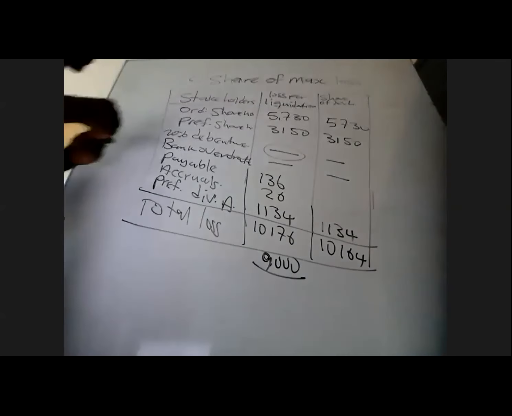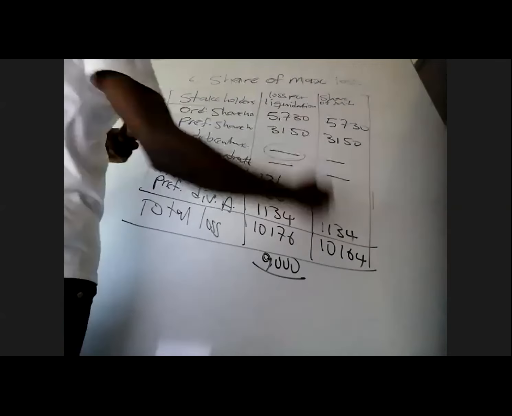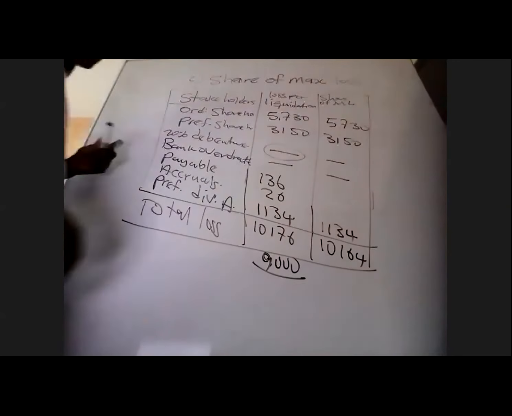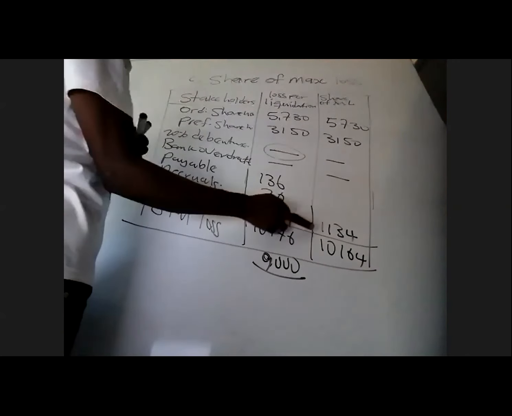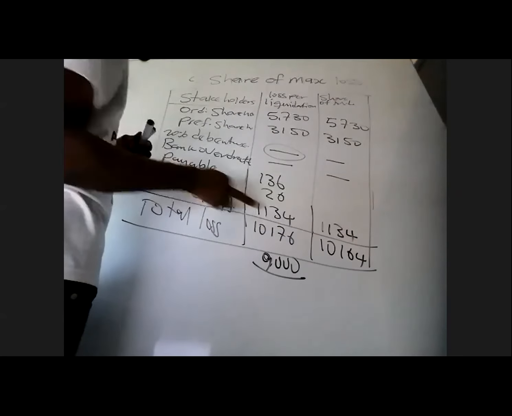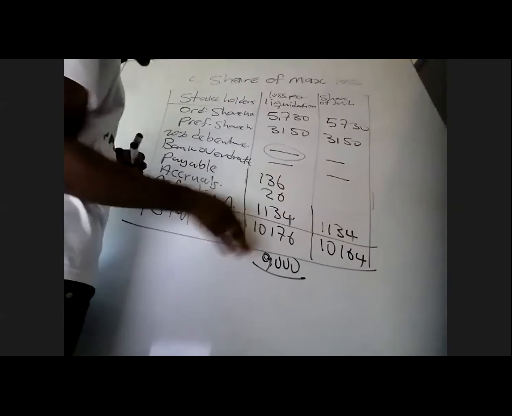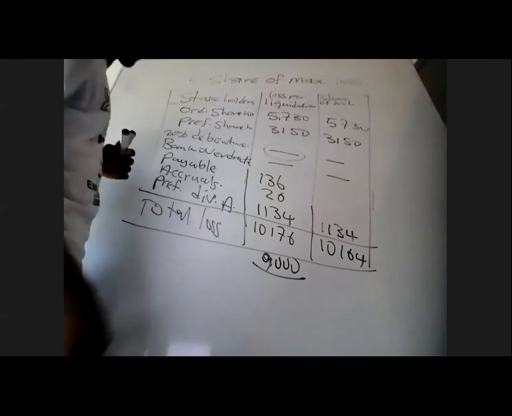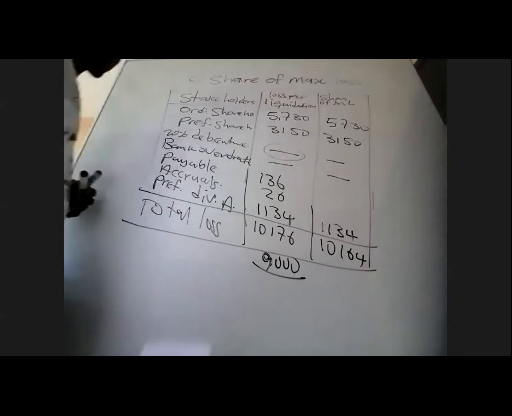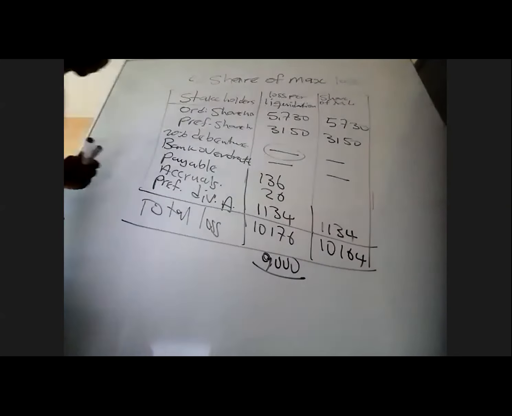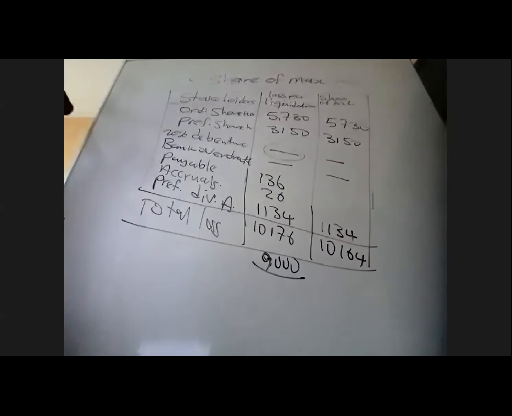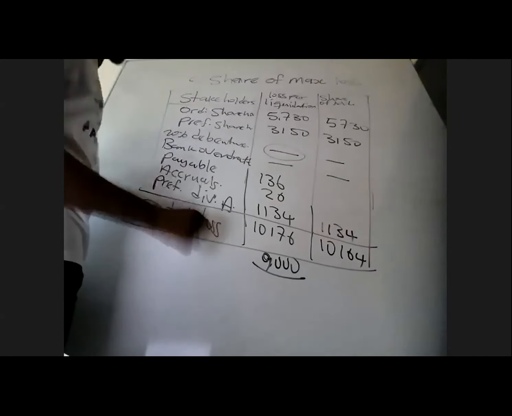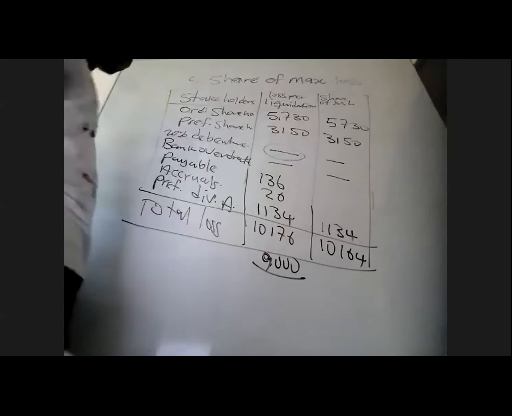Good. Now, add all. How much is left? So far, we have given 1,134 to the preference dividend. We've cancelled it, and then the ordinary shareholders. Putting all these three together, what's the difference left? How much is left for us to share so that we see whom we should give it to? Discretionary, but do not give anybody more than you lose. So, good.